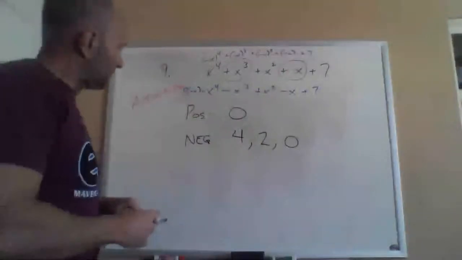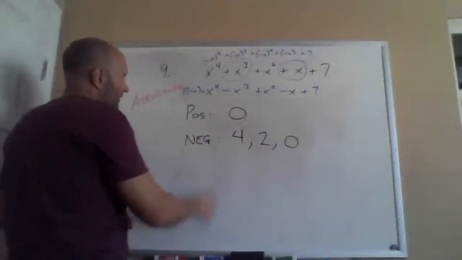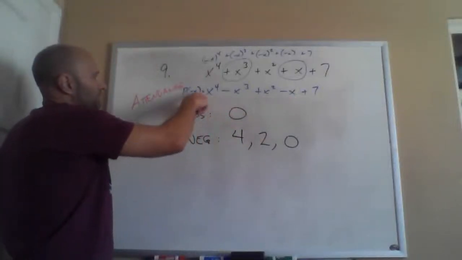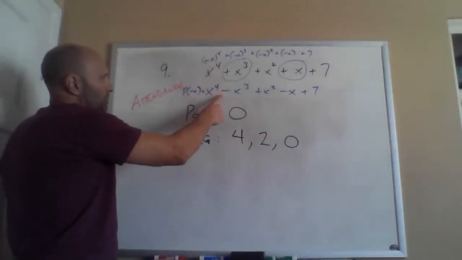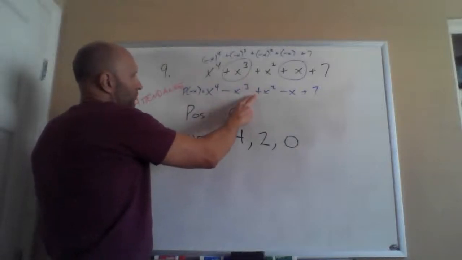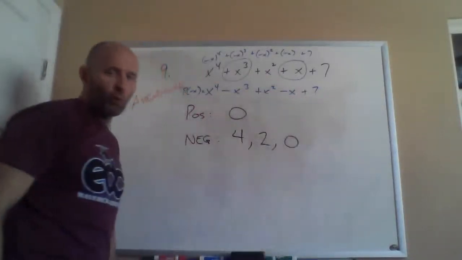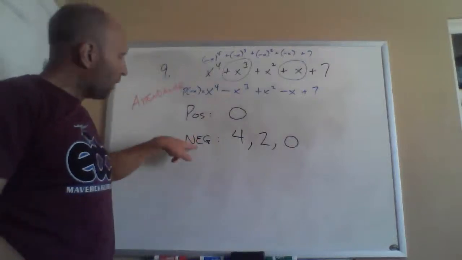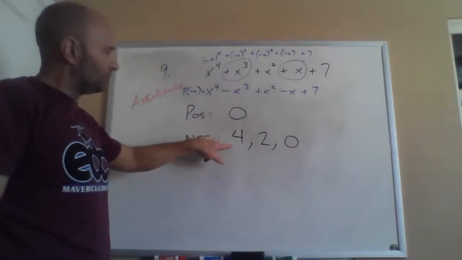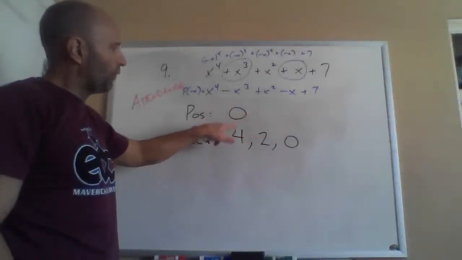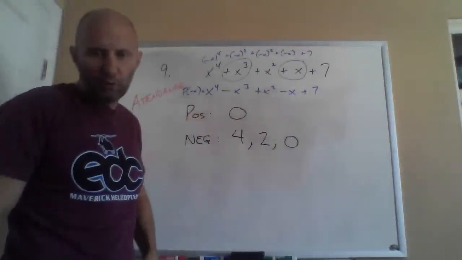So once I have this p of minus x, this is the one that I check the sign changes on. So it started as positive, went to negative, that's 1 change. Went back to positive, 2, went back to negative, 3, went back to positive, 4. So there's, at most, 4 negative roots, but it also goes down by increments of 2. So 4 or 2 or 0.